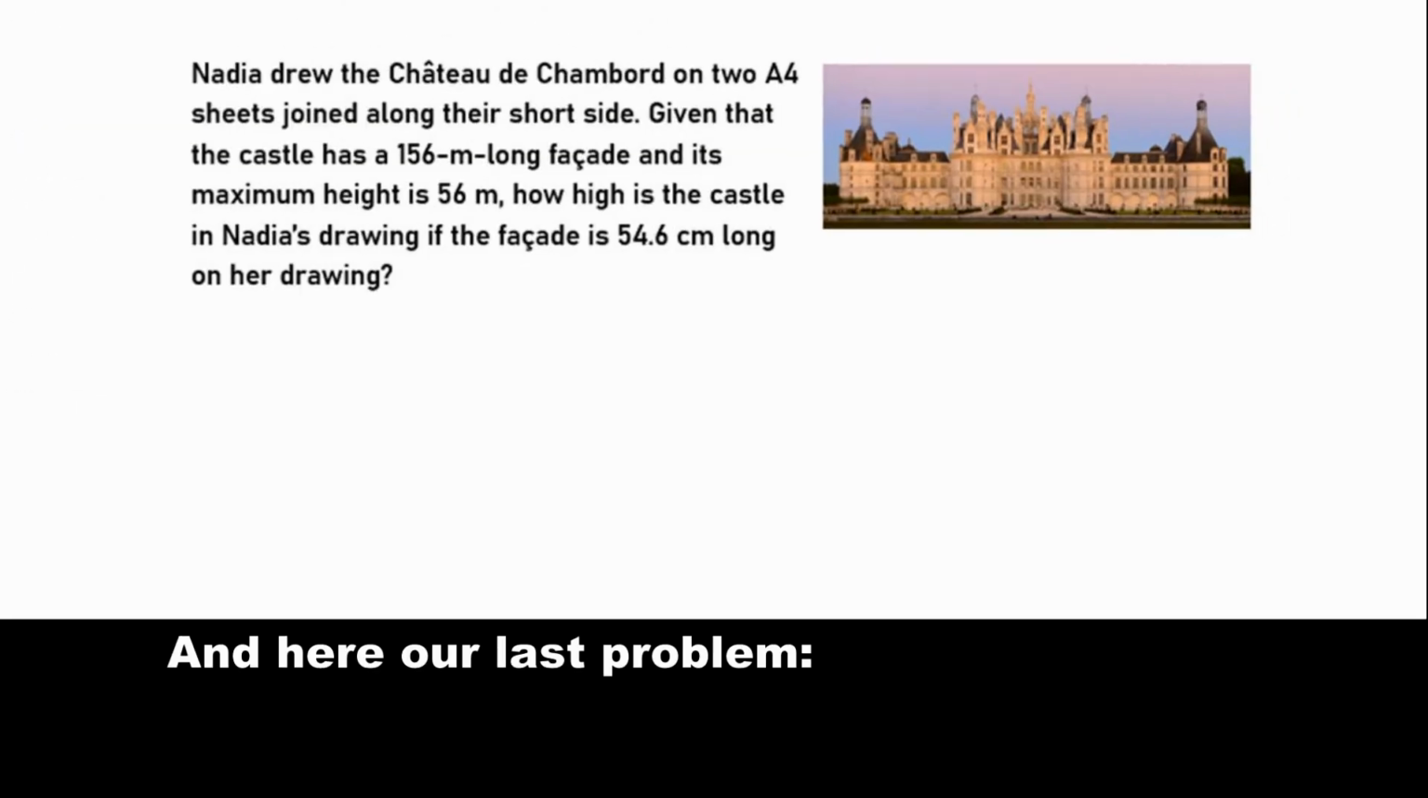And here, our last problem. Nadia drew the Chateau de Chambord on 2 A4 sheets joined along their short side. Given that the castle has a 156 meter long facade and its maximum height is 56 meters, how high is the castle in Nadia's drawing if the facade is 54.6 centimeters long on her drawing?